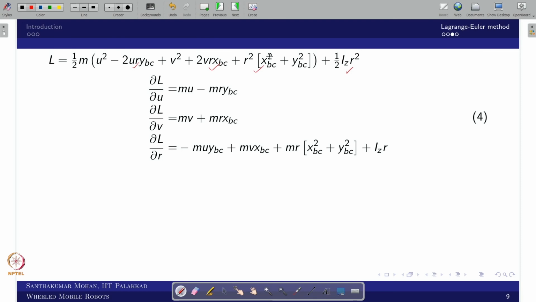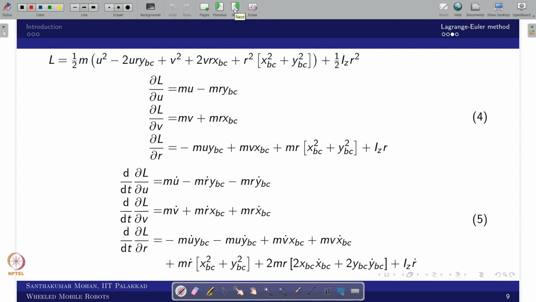Now you take the time derivative, that is equivalent to Fx, Fy and Mz. So that is what we have done, right? You have taken the time derivative of this. So u is also a function of time, r is also a function of time, and YBC is also a function of time. Why is it so? Because that is moving with respect to the body. So the body has a longitudinal velocity. Now this YBC dot and XBC dot are equivalent to XC dot and YC dot.